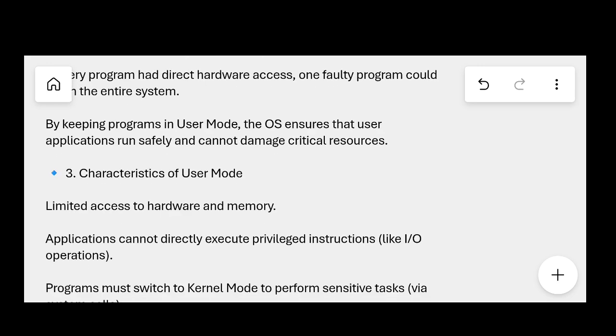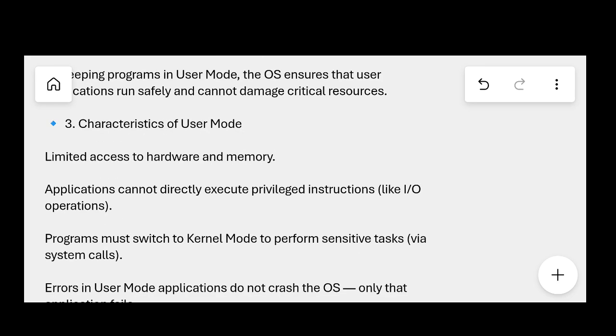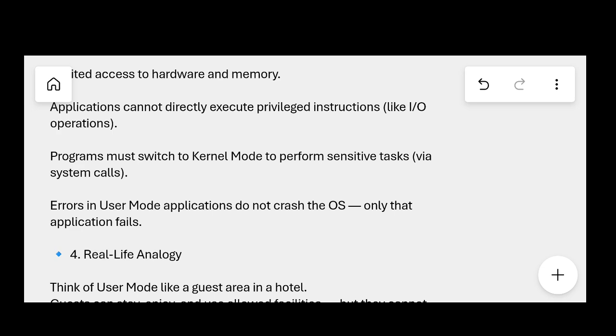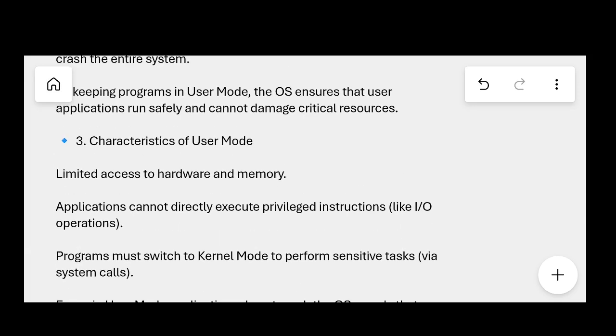Third is characteristics of user mode. Limited access to hardware and memory. Applications cannot directly execute privileged instructions like I/O operations. Programs must switch to kernel mode to perform sensitive tasks via system calls. Errors in a user mode application do not crash the OS, only that application fails.